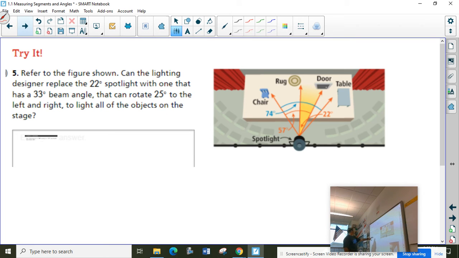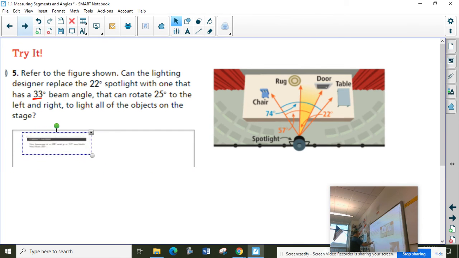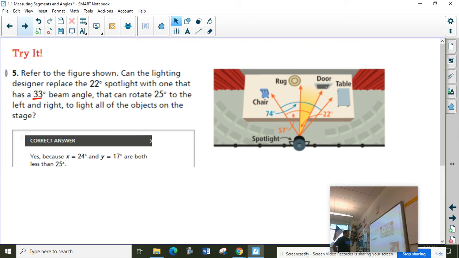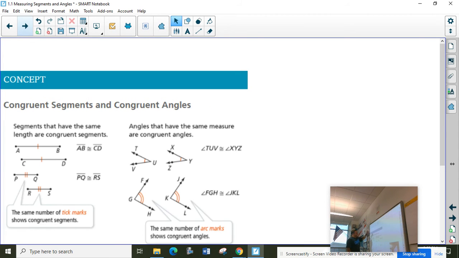Refer to this problem. Can the lighting designer replace a 22-degree spotlight with one that has a 33-degree beam angle that can rotate 25 degrees? So would that work? Yes, because x then would be 24, y would be 17, and both are less than 25 degrees. So, all right, I wouldn't over-worry about this one too much.